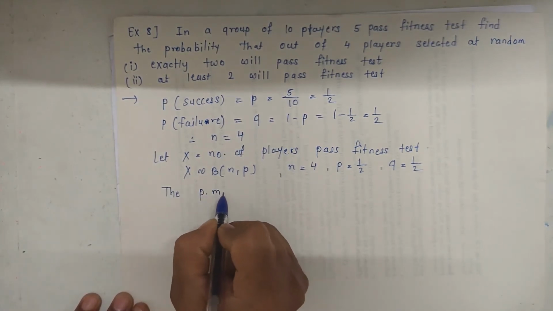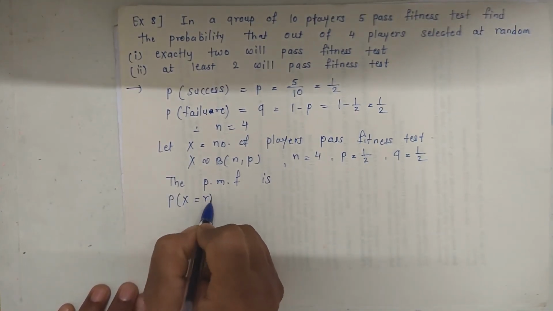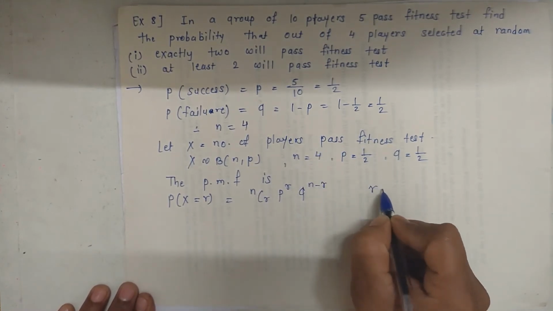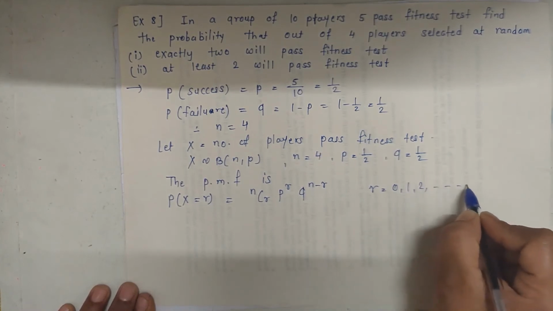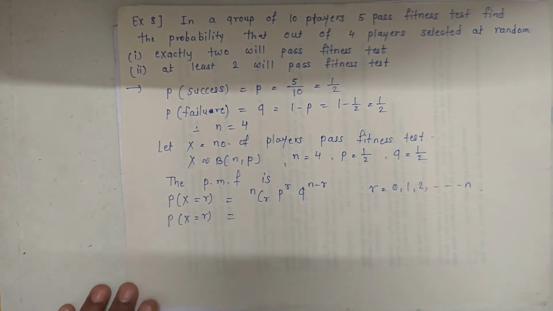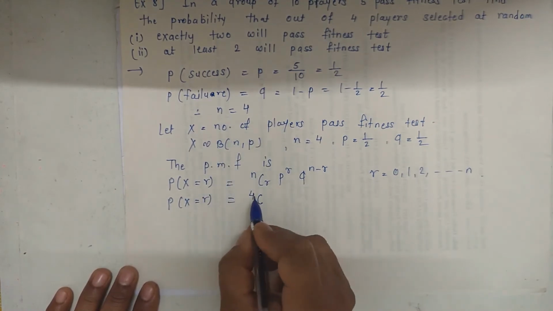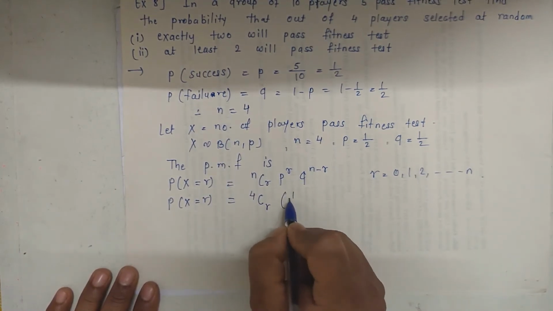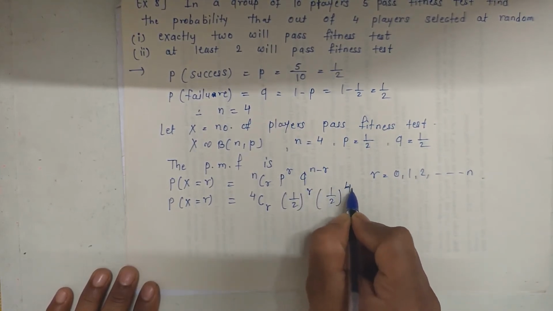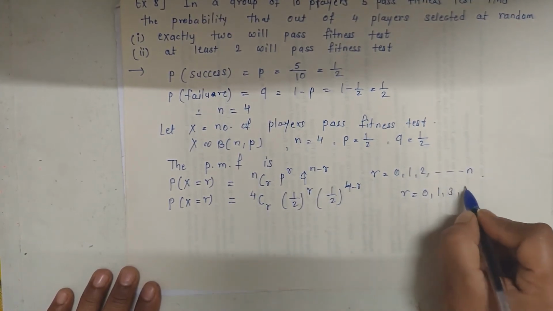Using these values, the probability mass function is given by probability for X is equal to r is equal to nCr p raised to r q raised to n minus r, for r is equal to 0, 1, 2 up to n. Now for this example, probability for X is equal to r is given by 4Cr, p is 1 by 2 raised to r and q is 1 by 2 raised to 4 minus r, for r is equal to 0, 1, 2, 3 and 4.